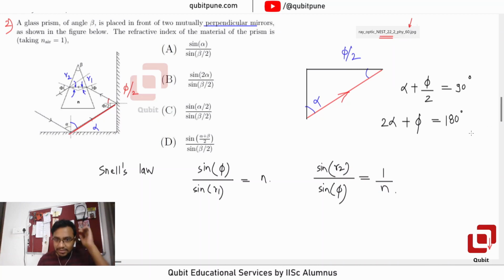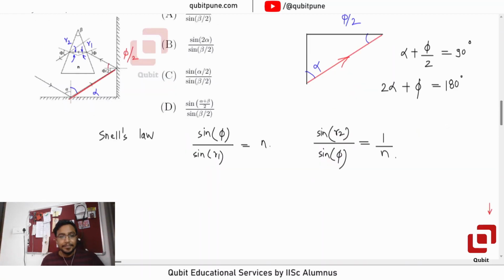Now these two equations actually help you in determining the relationship between R1 and R2. How? Look here. Suppose we take the ratio sin phi upon n.